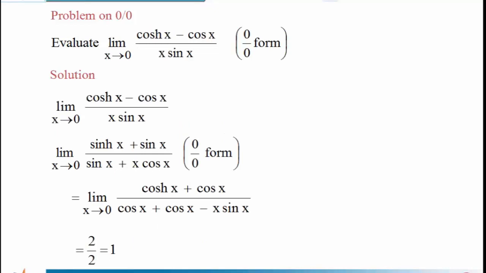Evaluate the limit of (cos hx minus cos x) divided by (x sin x). So again, I already told the technique: replace x by 0, since 0 is given, so we get the 0 by 0 form. We have to find the limit.